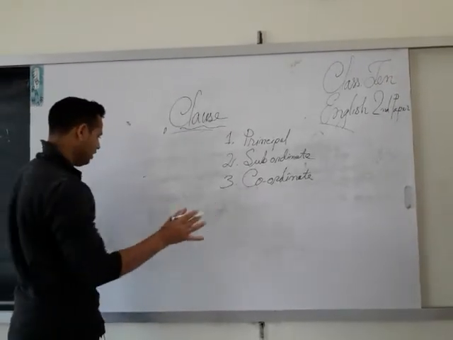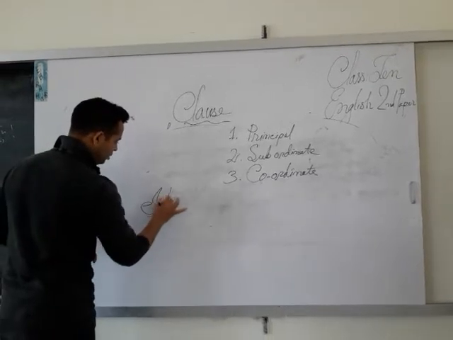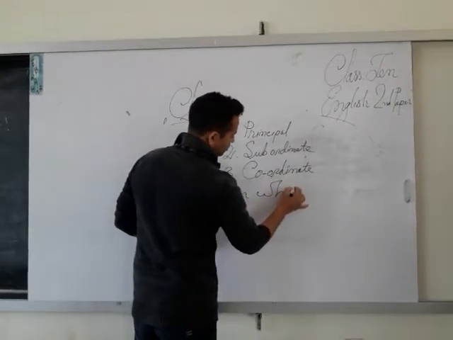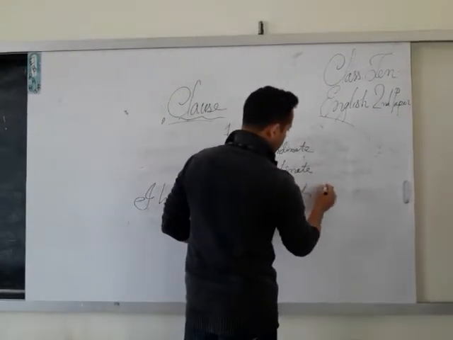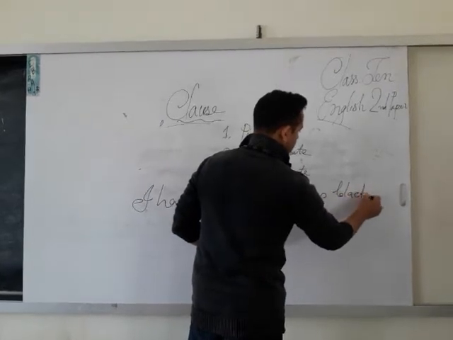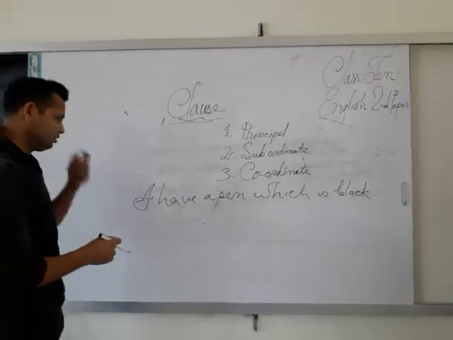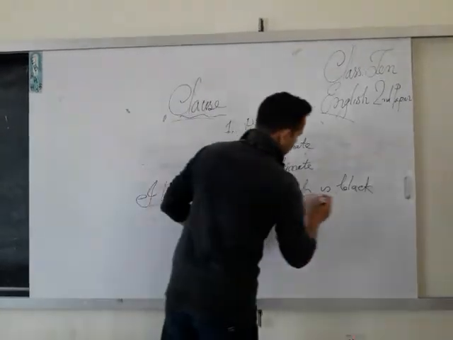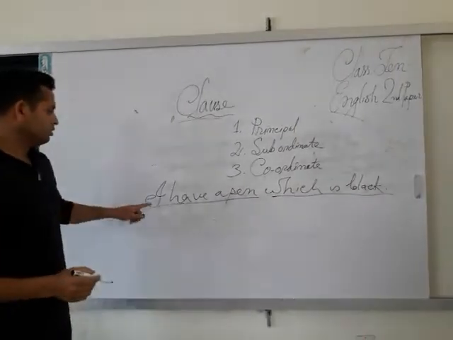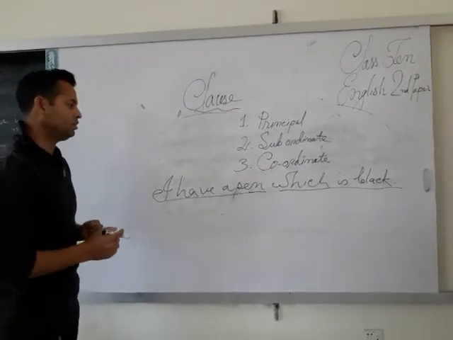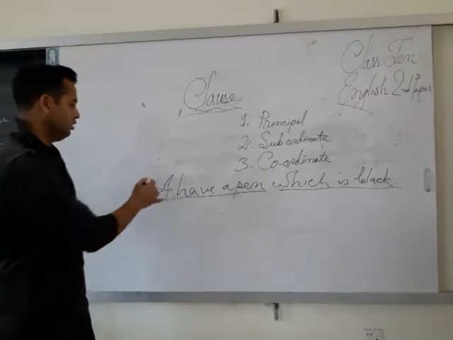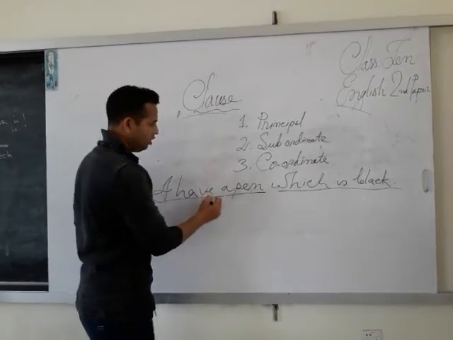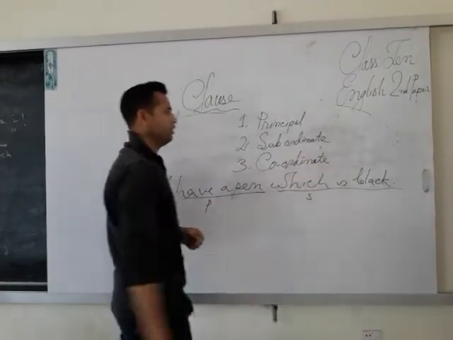Principal clause. Already I have written, "I have a pen which is black." I wrote this sentence earlier. These are two different parts of a sentence. There are two different clauses. One is principal clause and another is subordinate clause.